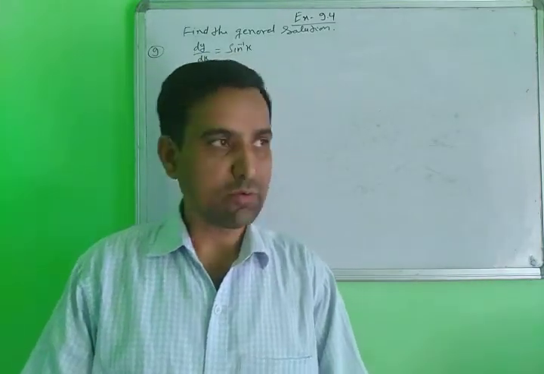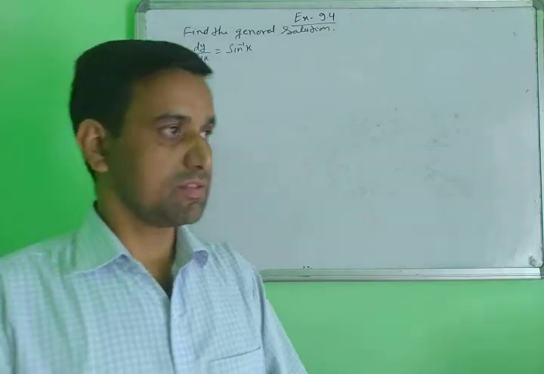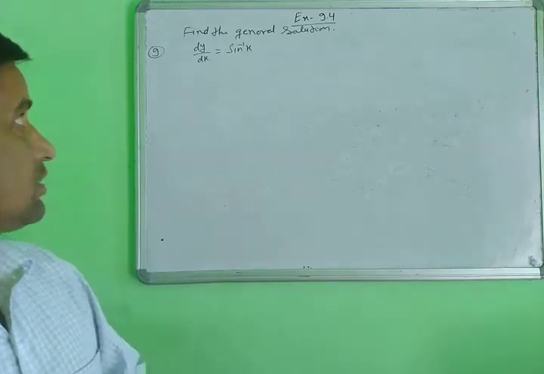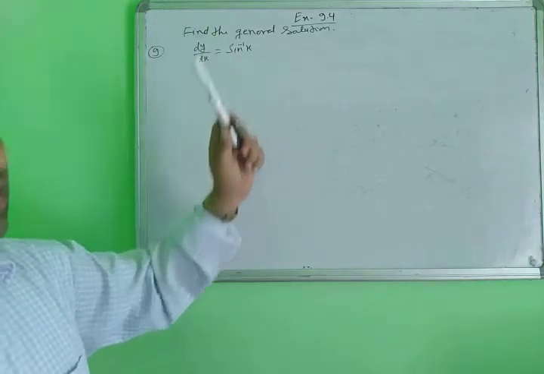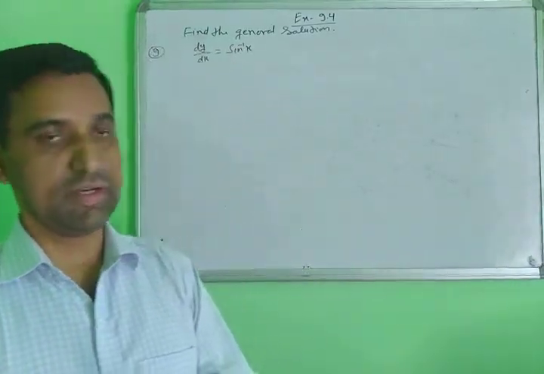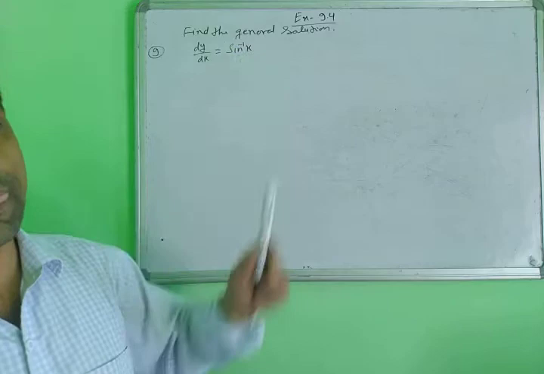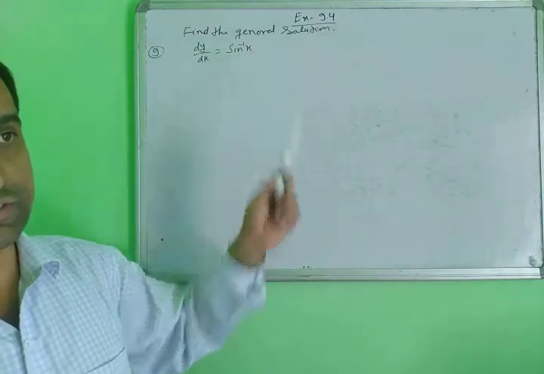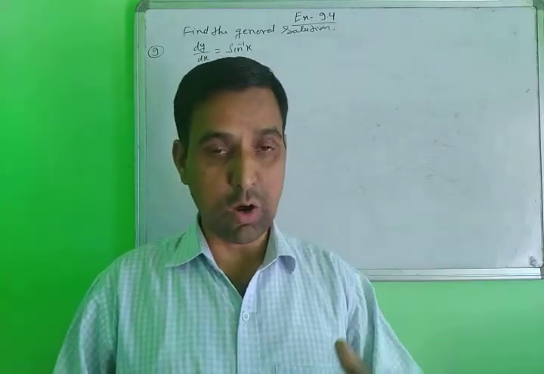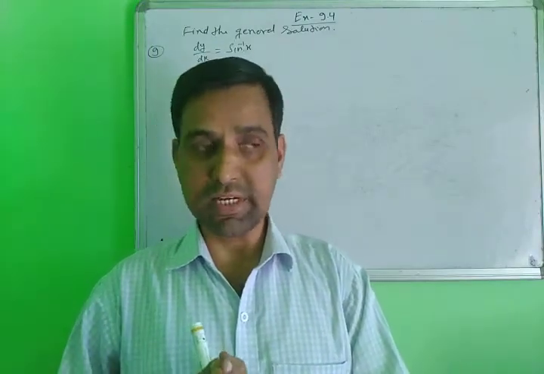Students, next I am taking question number 9. This is a different type of question. Find the general solution of the given differential equation dy over dx equals sin inverse x. First you separate, then integrate, and then find the general solution. But here there is only a single sin inverse x, and you have no direct integration of this. So how do we integrate it? You will use the product rule of integration.